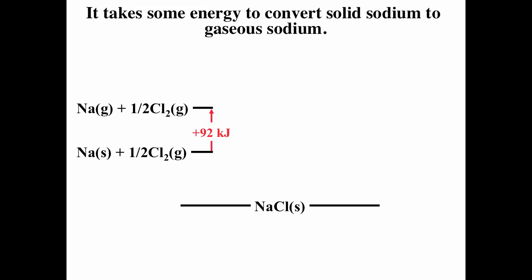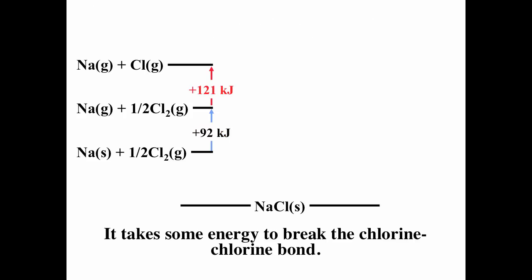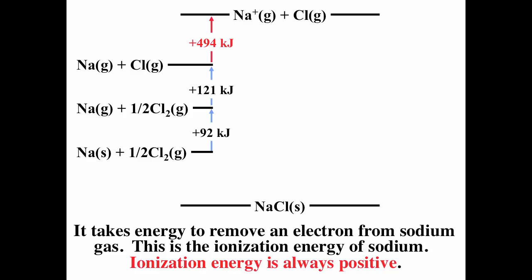We could imagine that maybe we should volatilize the sodium solid. So we go from sodium solid to sodium gas, and that costs about 92 kilojoules per mole. Now we need to break the chlorine-chlorine bond, and that's going to take 121 kilojoules. Now if we remove an electron from the sodium gas, that's the ionization energy for sodium. It's always positive. And now we have sodium ions and chlorine atoms.